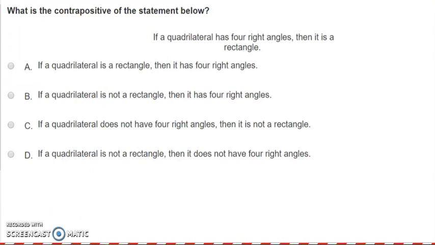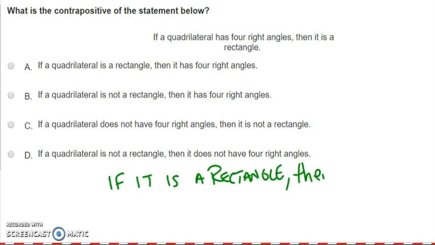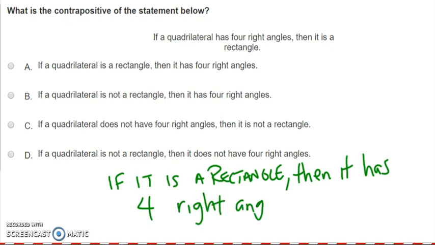What is the contrapositive of the statement below? If a quadrilateral has 4 right angles, then it is a rectangle. So again, contrapositive, we're going to switch the hypothesis and the conclusion of the inverse. I'm going to switch them again first. So if it is a rectangle, then it has 4 right angles. Now all I'm going to do is negate them.